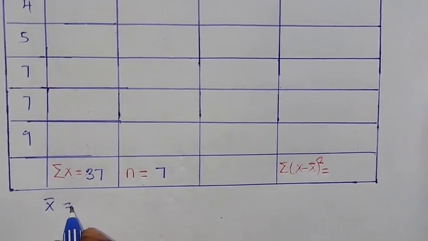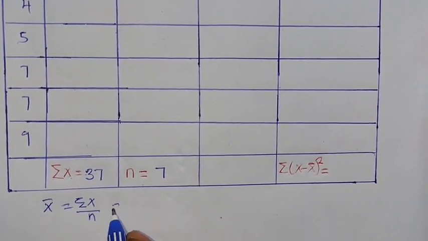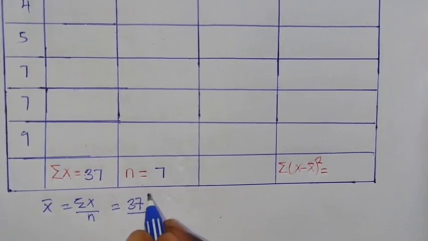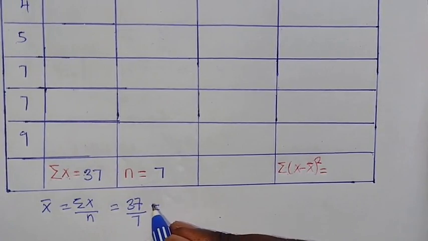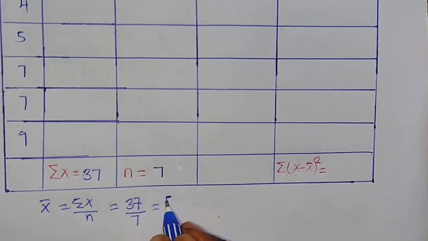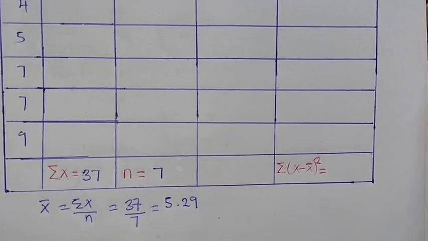So first thing, you can use this and this to find the mean, of which the mean is represented by x bar equal to summation of x over n. So you can use summation of x, which is this one, 37 over 7. And this one, we said the mean is giving us what? What is the value of the mean? It is giving us 5.29. So I've already rounded off. This is the mean.